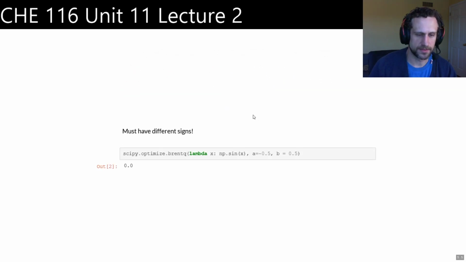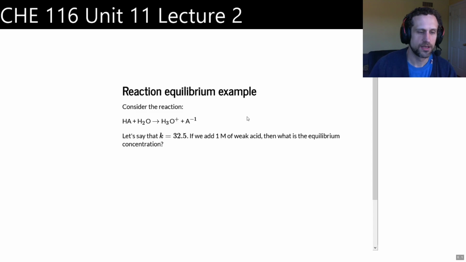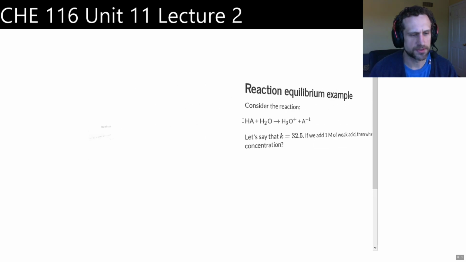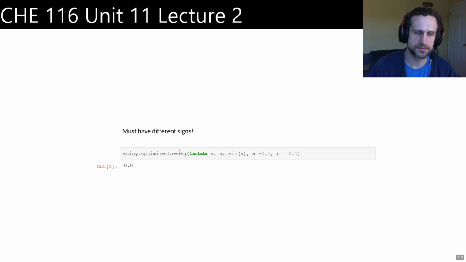And then this is just showing the example again. So here we will see a real example from chemical reaction equilibria. So before I go on though, does anyone have any questions about the setup here for this Brent-Q method?